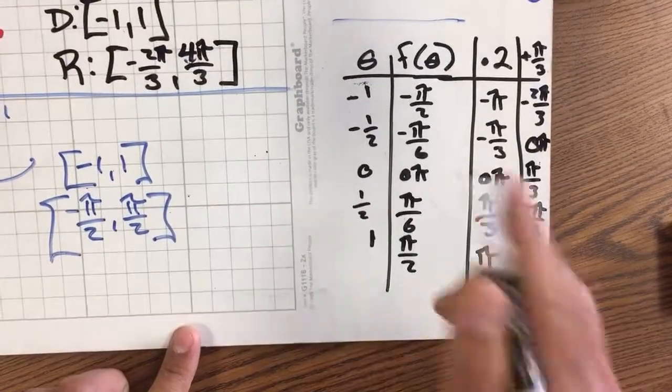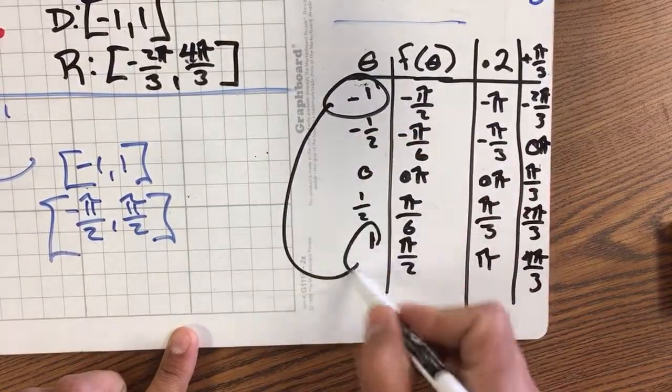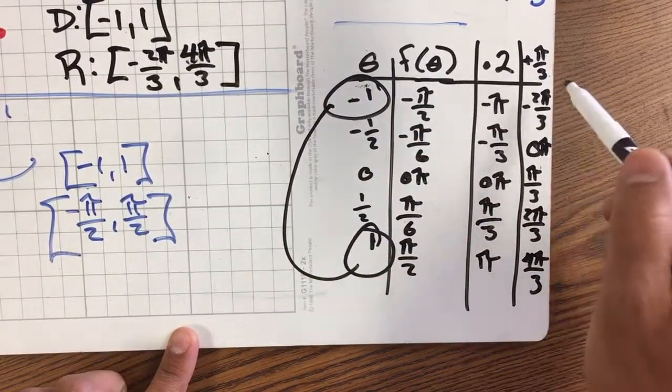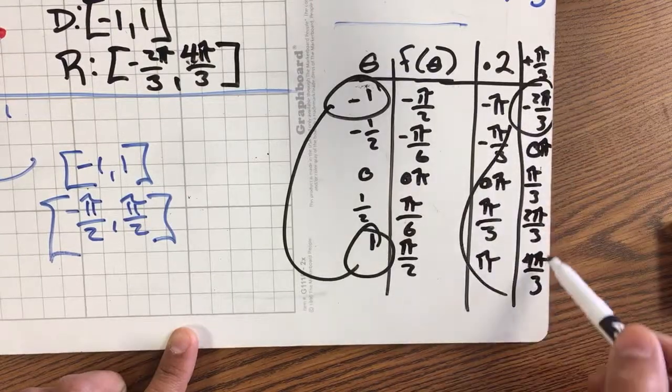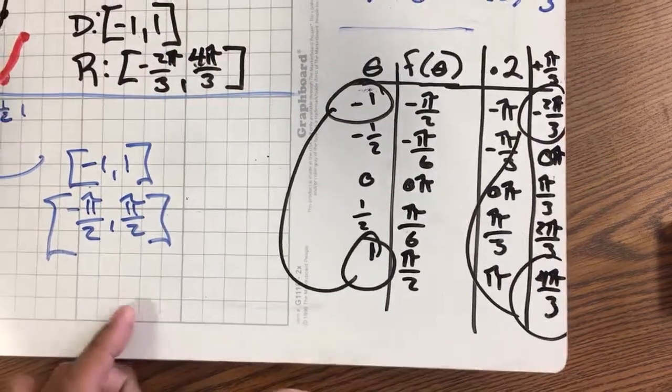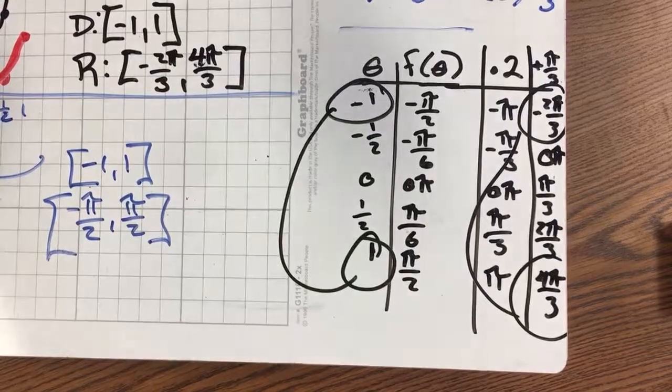Okay, so this is going to show me where my domain goes from and to. This is going to show me where my range goes from and to. So you can do it with the table as well. Either one's fine. I prefer the graph personally.